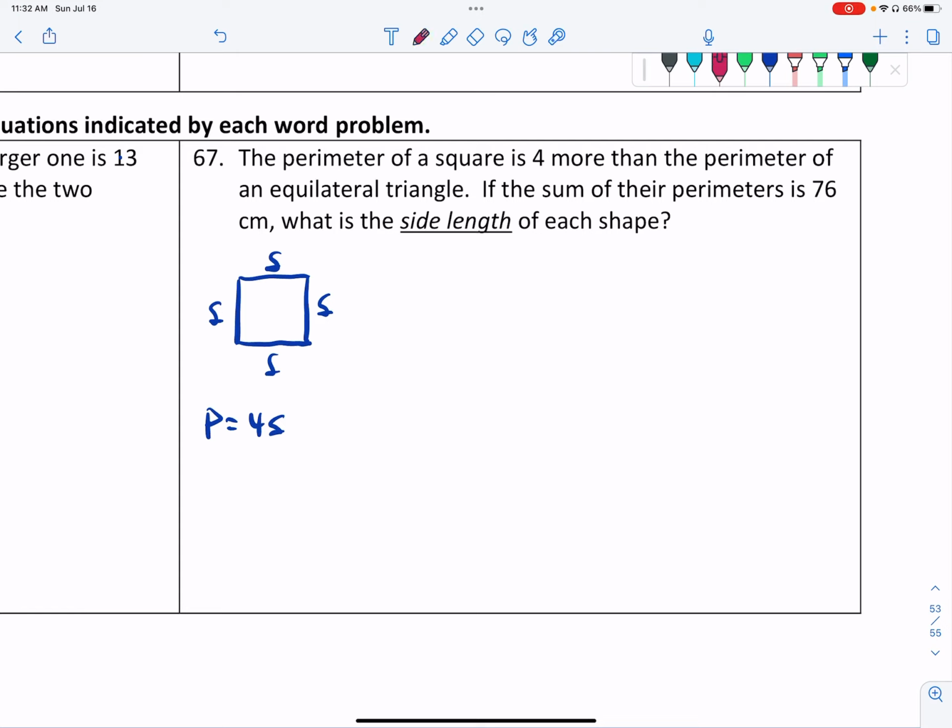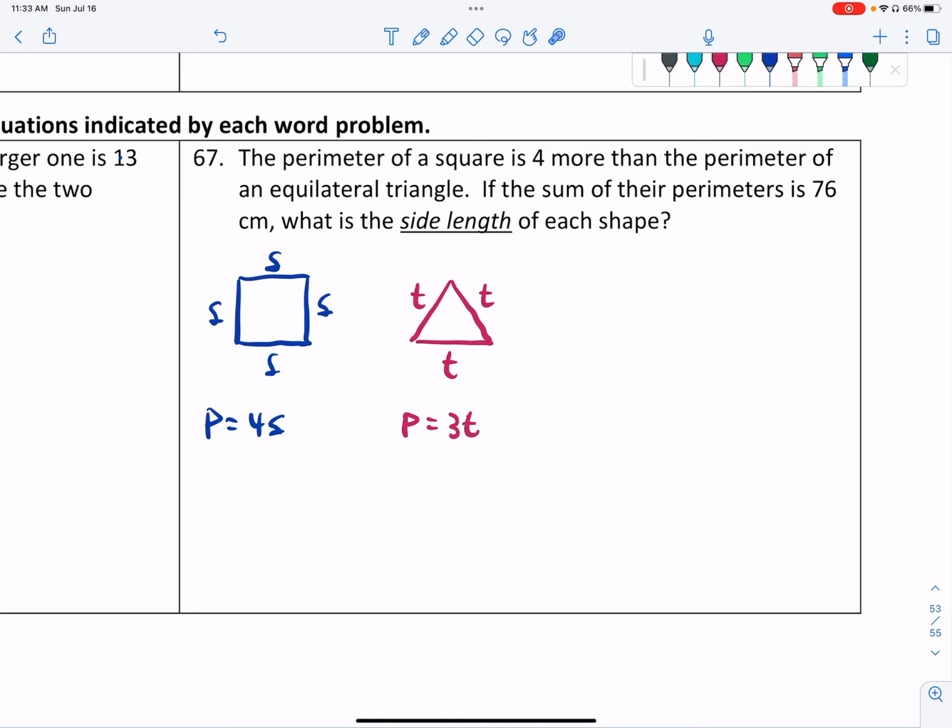And now I need myself an equilateral triangle. Again, all the sides are exactly the same. Different variable, not necessarily the same side length. This is triangle, so I'm going to use a t. Again, t is a terrible variable to use because it looks like a plus sign sometimes. So again, I make it fancy by putting a little serif on the bottom. And now this perimeter, well, we've got 3 of these, 3 t's.